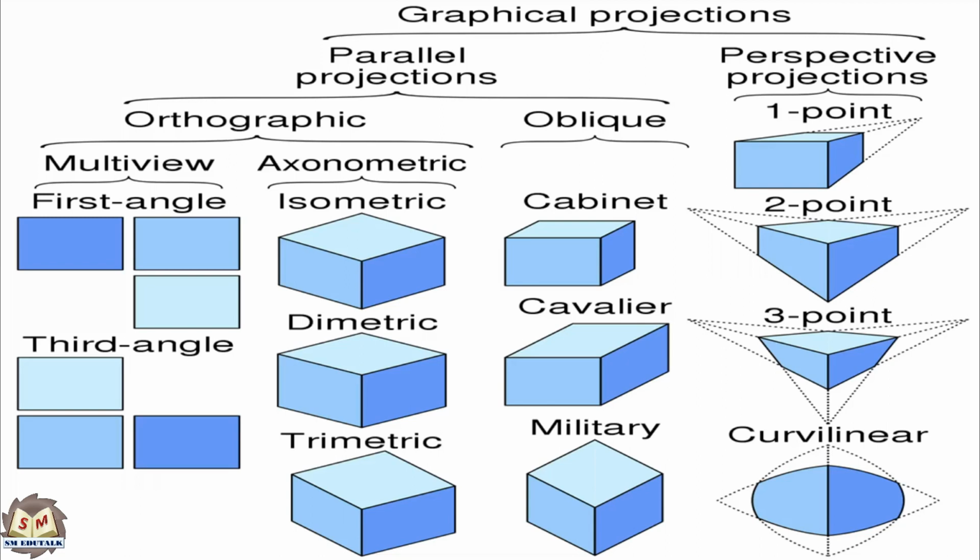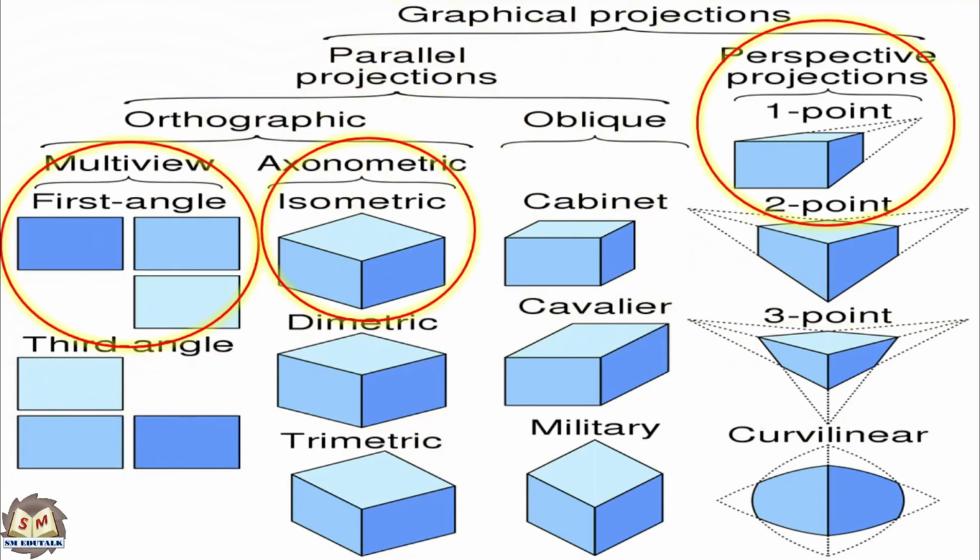Similarly, there are three types in axonometric projection: isometric, dimetric, and trimetric. Oblique projection, the other type of parallel projection, can be further classified as cabinet, cavalier, and military. The other major type, perspective projection, can be classified as 1 point, 2 point, 3 point, and curvilinear projection. But as per the Anna University syllabus, you have to study only 3 projections. They are multi-view and isometric in orthographic projection and the 1 point method in perspective projection.